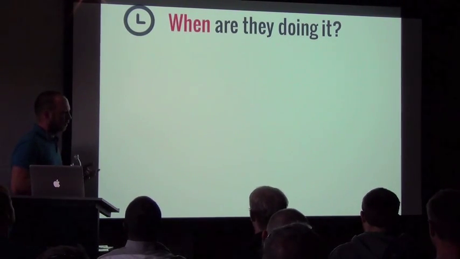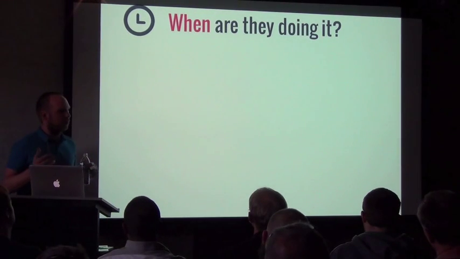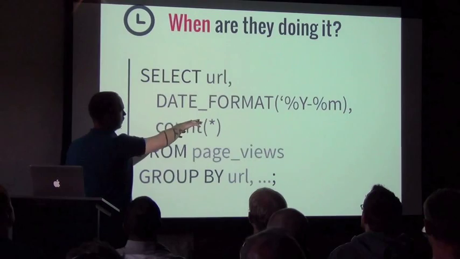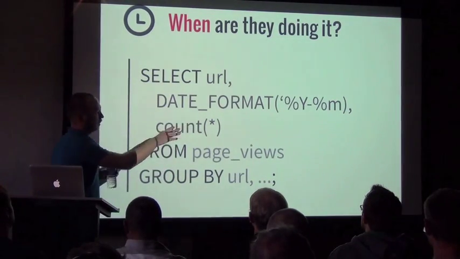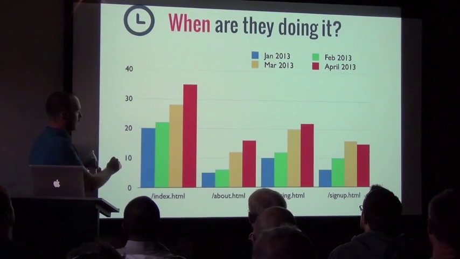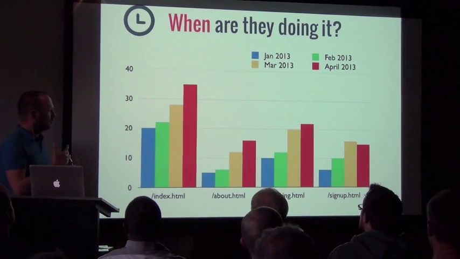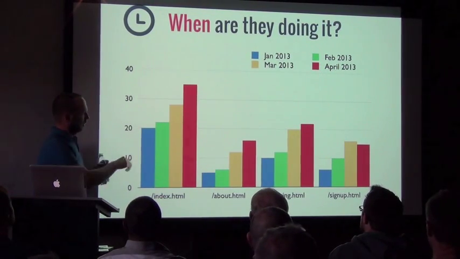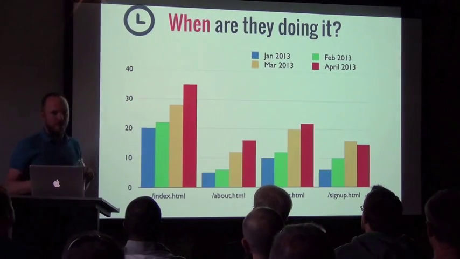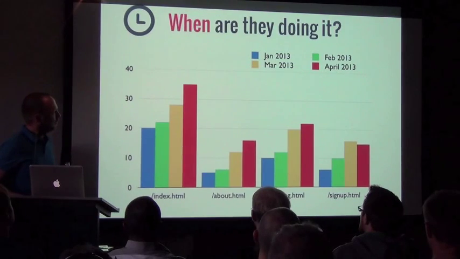So if you want to get trends over time, what people do, you could start putting that in there. So we'll throw in the URL, we have a date format with a year and a month, and we'll group off of that. And here we get a cool little graph where we see things trending upward. That's a good sign, good month over month growth. And we have a little drop off here on signups for April. That's a problem, but we should figure that one out. But this is good training information to figure out.